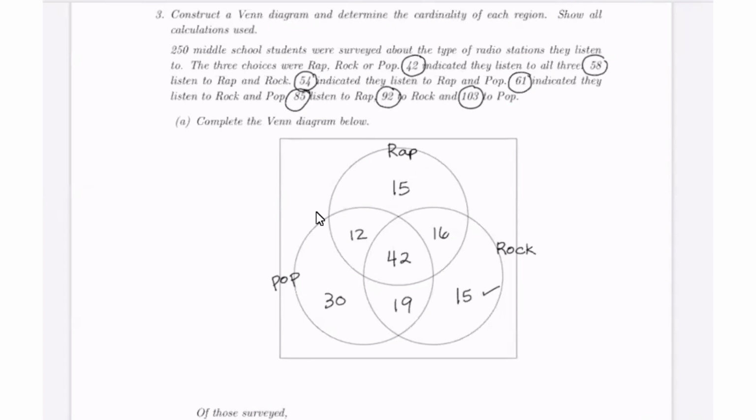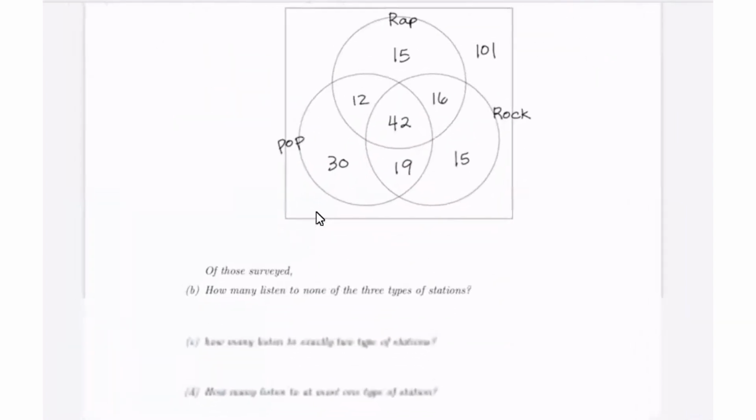All right. So it's a total of 250 middle school students. So how many goes outside? 101. How did you get 101 again? You add everybody, subtract from 250. Okay. So now we have the table.